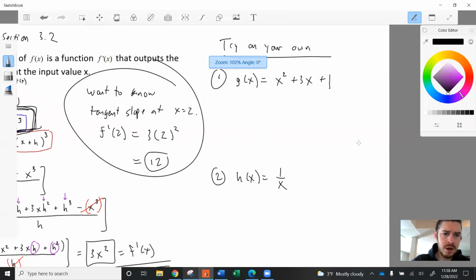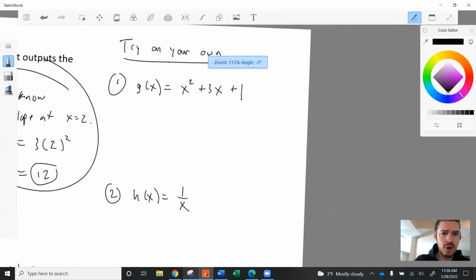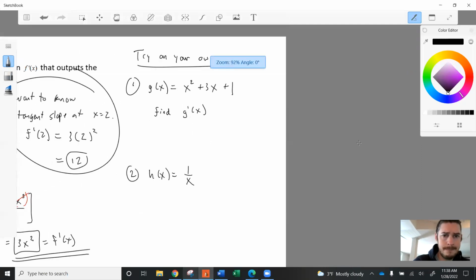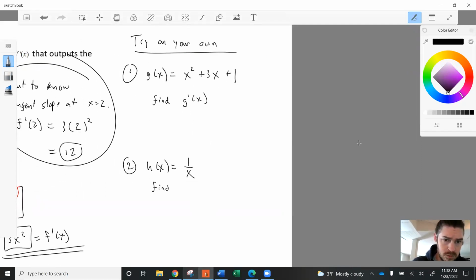Okay, now I've come over here to the right side of the screen. I want you to try this on your own. I want you to try the same process of evaluating the limit of the quotient to find the derivative of the function as a function on its own. With each of these examples, 1, g of x is x squared plus 3x plus 1, and 2, h of x is 1 over x. Okay, so we're going to find g prime of x, okay, and then find h prime of x. Okay, pause the video now and try it on your own.